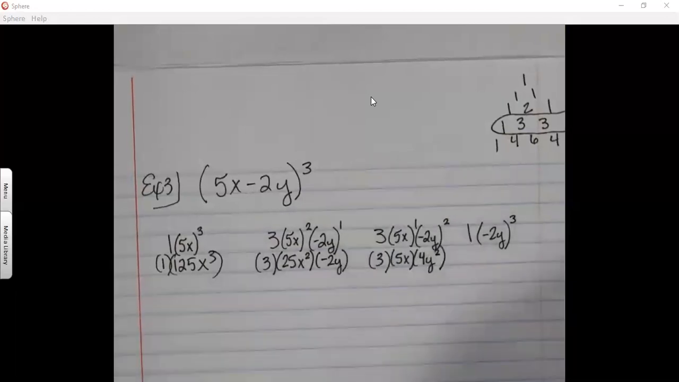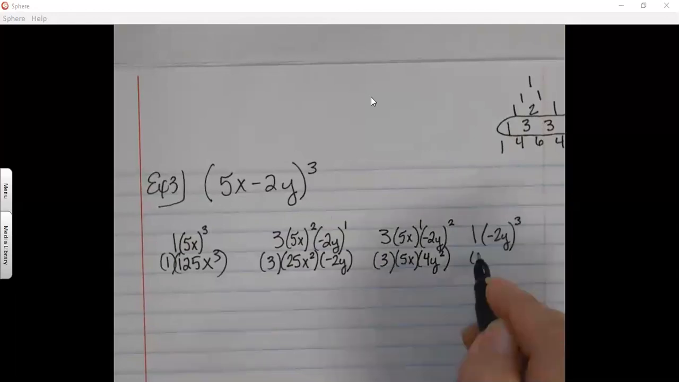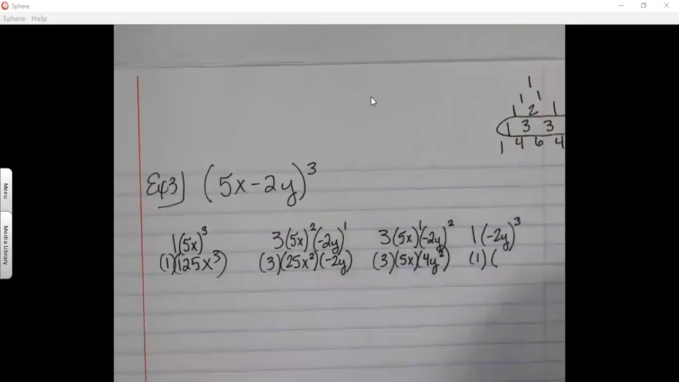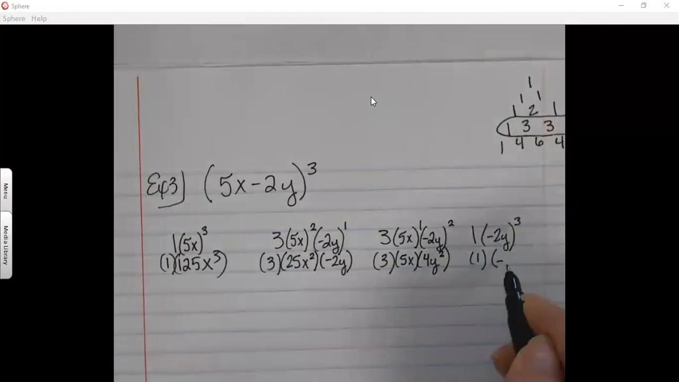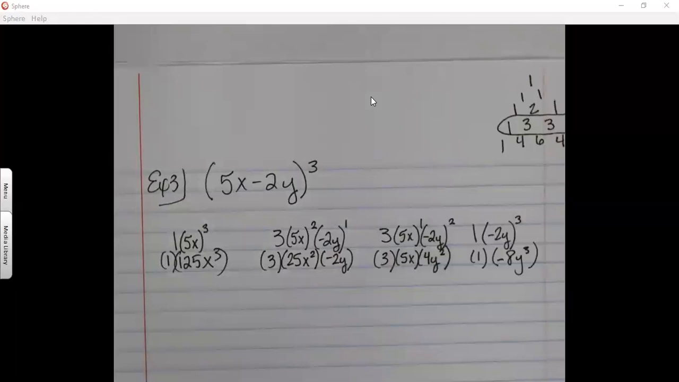Times, we know we don't need the 1, but I'm just going to write it. Okay, first of all, negative cubed. What's a negative times a negative times a negative? Negative. And what's 2 cubed? 2 squared is 4, so 8. And then y cubed is y cubed. Okay? Y'all cool with that? So my first term is a positive 125x cubed.